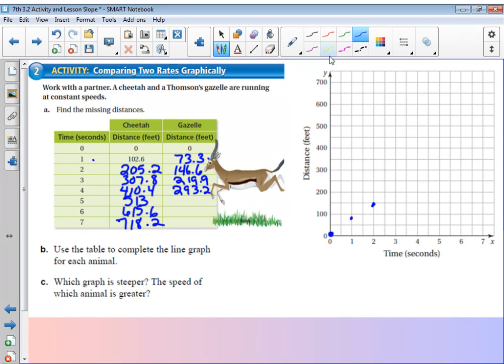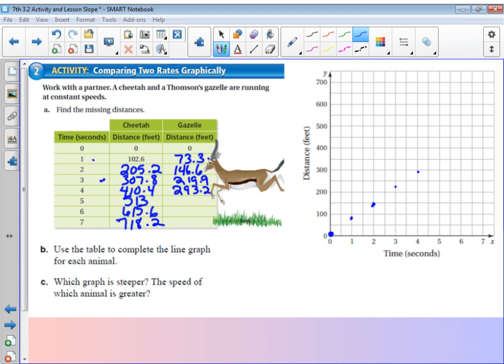So on my next one, at 3 seconds, it was 219.9, so that's around 220. So a little above the 200, maybe a partial box up. So at 3 seconds, partial box up above 200. And then at 4 seconds, it was 293. That's a little under 300. So at 4 seconds, we're going to go a little under 300. And then we'll add 73.3.